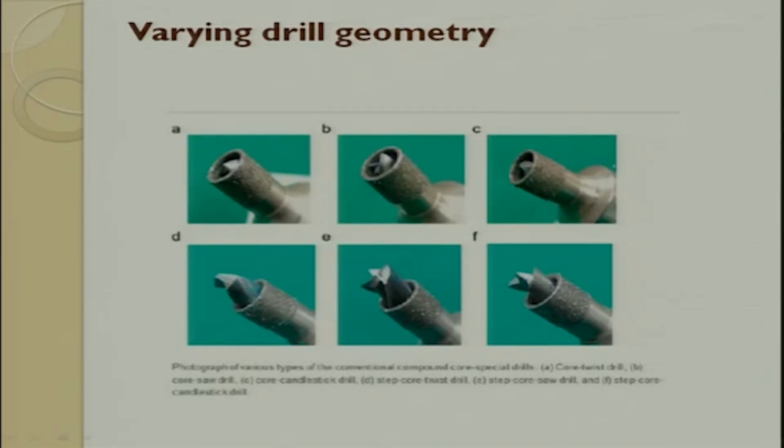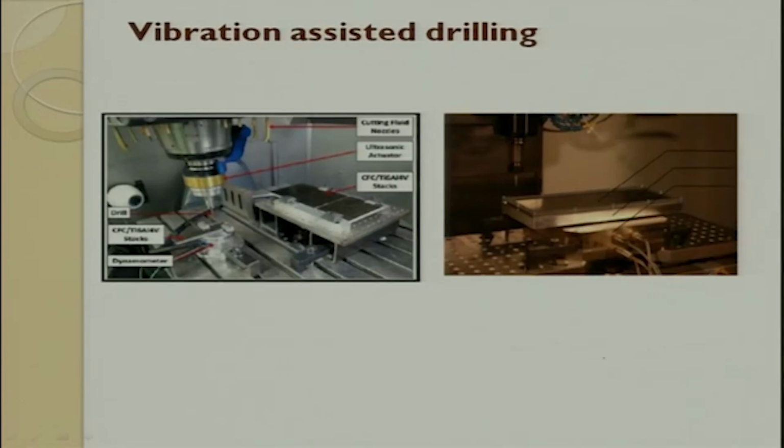People have also tried diamond abrasives coated on a core drill. You can see a core twist drill, a core saw drill, then you can have a candlestick drill, then you have a stepped cone drill. So, these are all different geometries which people are using today to reduce the delamination in a big way.